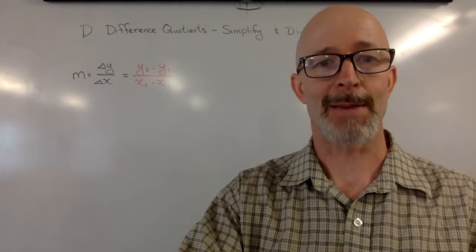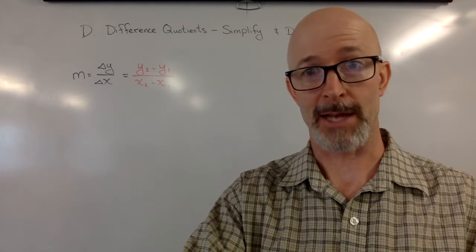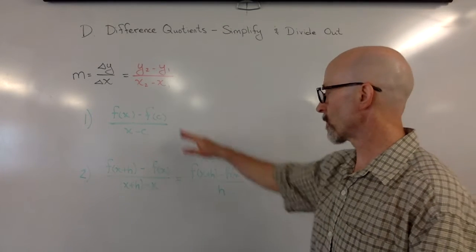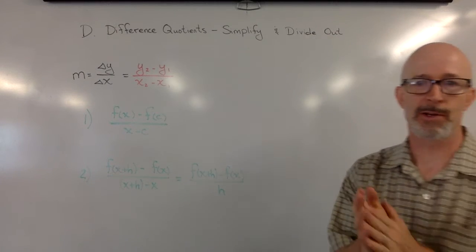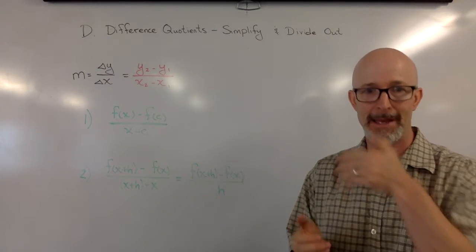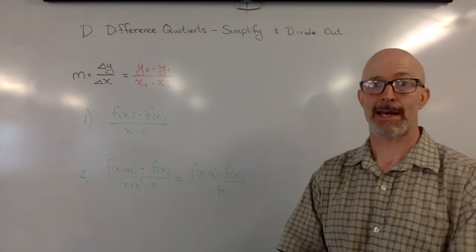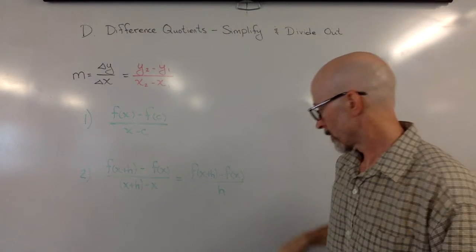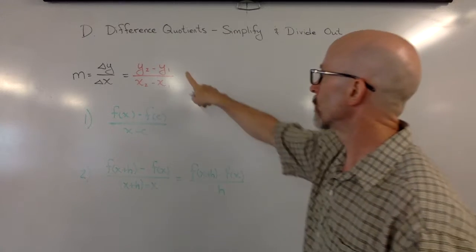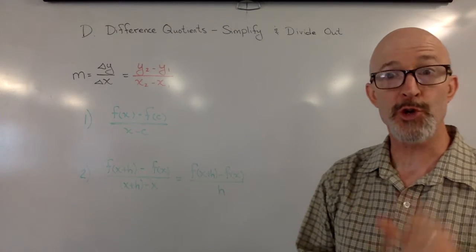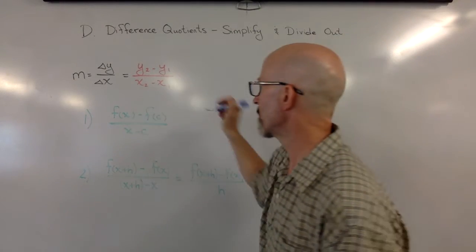Anyhow, here's the two types of difference quotients that we've looked at. Apparently my green marker is dying, but here's the two types of difference quotients that we looked at earlier this year. And we're going to use these a ton in the second chapter where we're looking at derivatives.